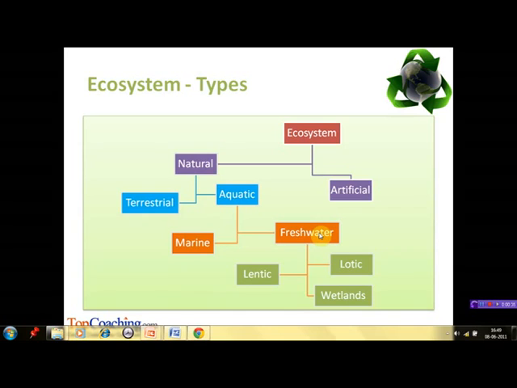Freshwater ecosystem is again of three types: lentic ecosystems found in slow or standing water, lotic ecosystems found in fast-moving water, and wetlands found in areas in which the soil is saturated with water.